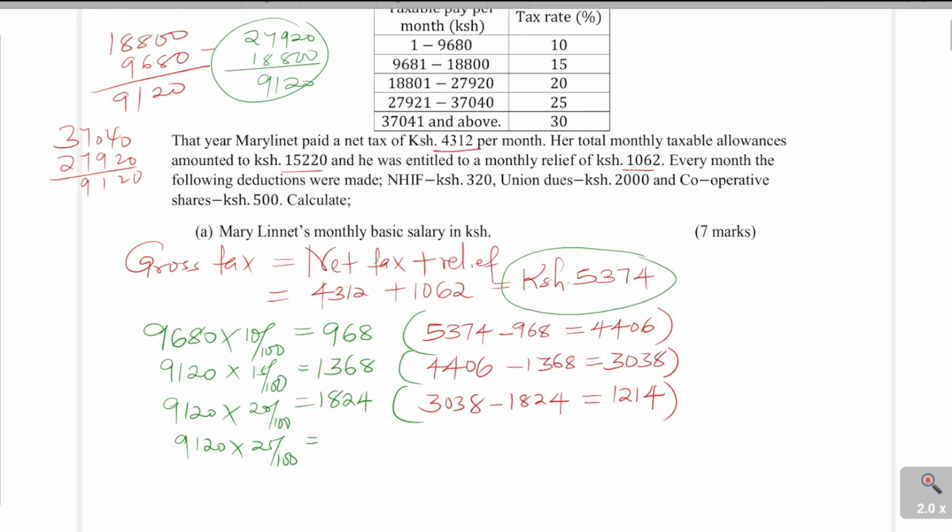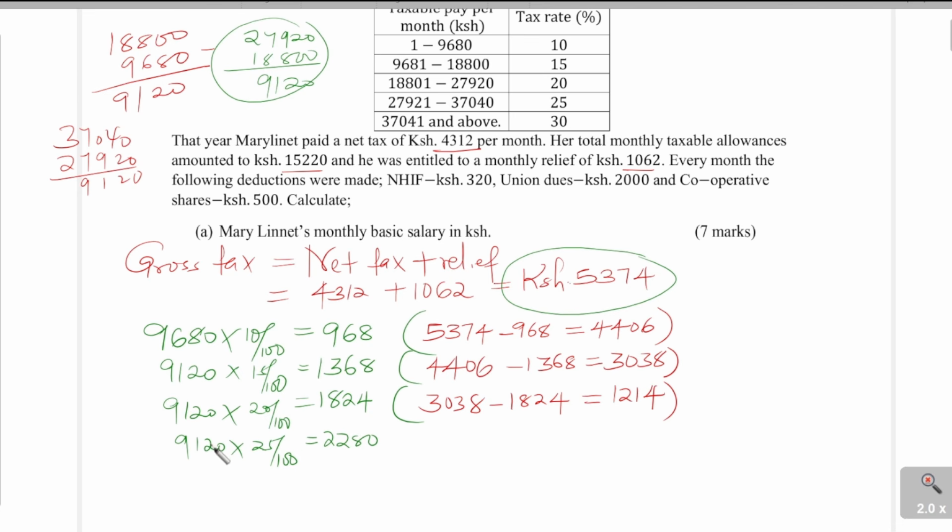So let's see what amount of tax we get there. This will be 9120 times 25 divided by 100. That will give 2280. Now this one tells you that not the whole of this amount, 9120, is required in that slab, because you can see the tax that we have from the previous slab is 1214.